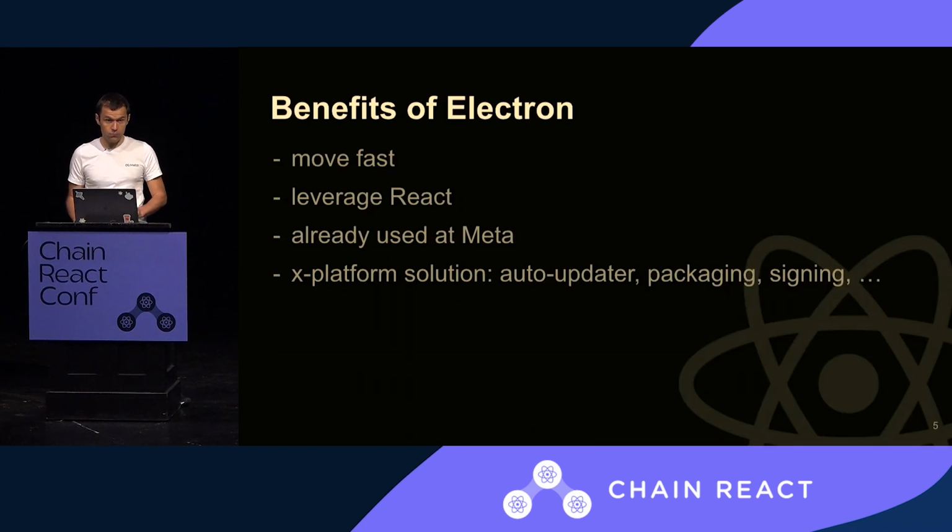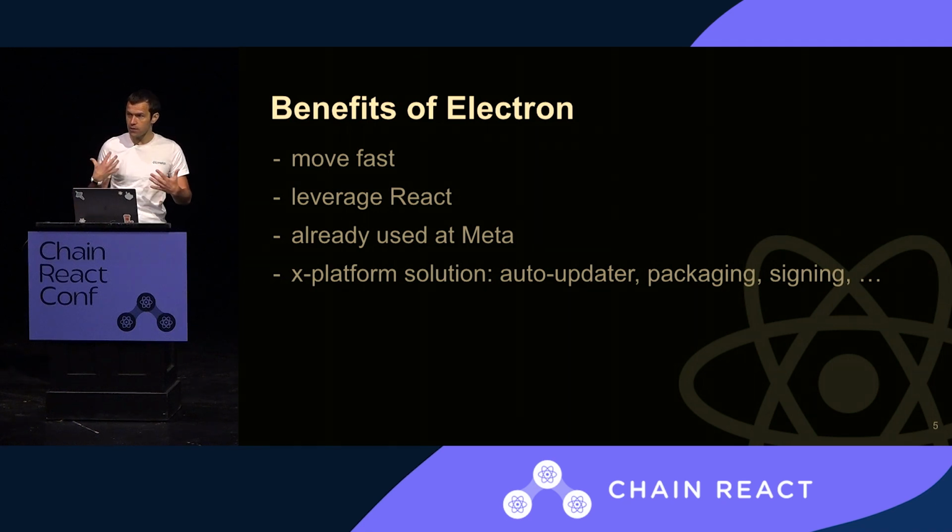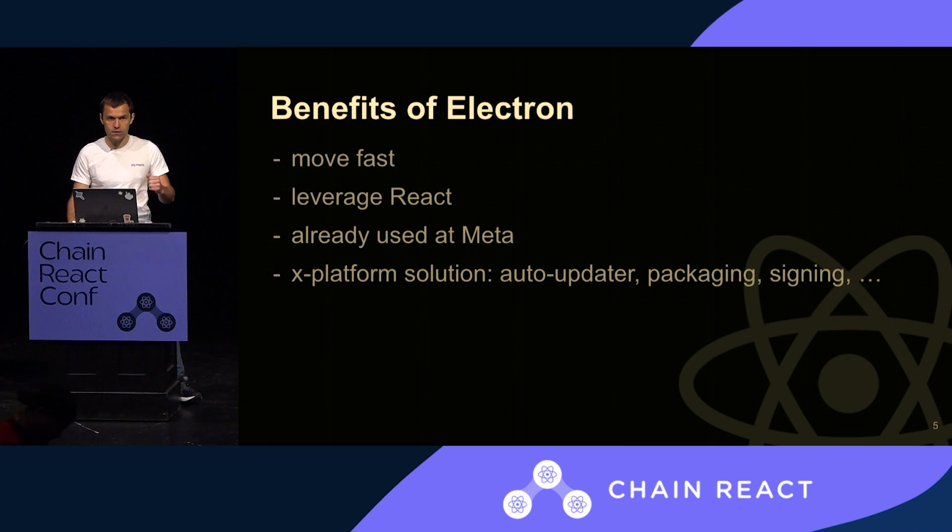So some benefits of Electron. Pretty cool, we can move fast. Small team, only JavaScript developers. We built an entire application from scratch by reusing some existing components. We could use React because we have many people at Meta being skilled with it. And we had some other teams which already used Electron, so we could build upon their existing experience or knowledge. And Electron is a cross-platform solution, allows you to build, ship, distribute your application, everything you need, auto-updating support, packaging, signing, whatever.